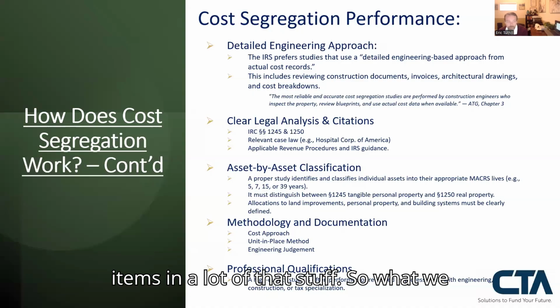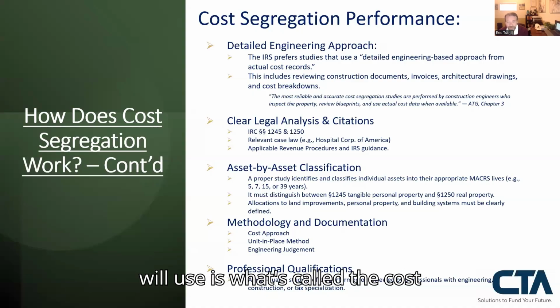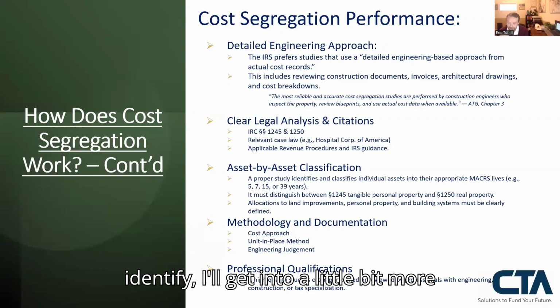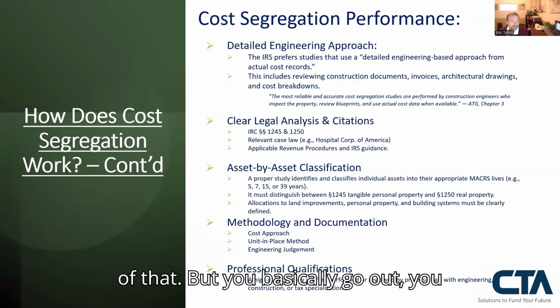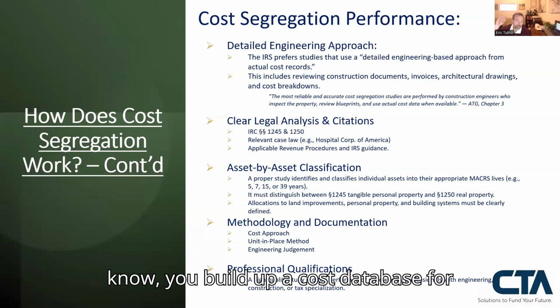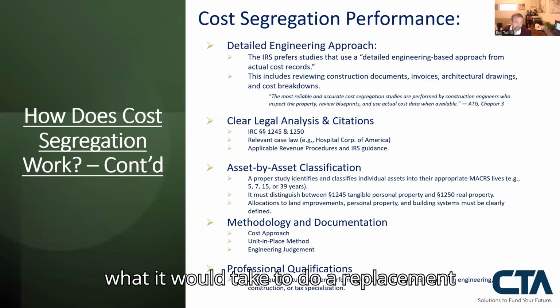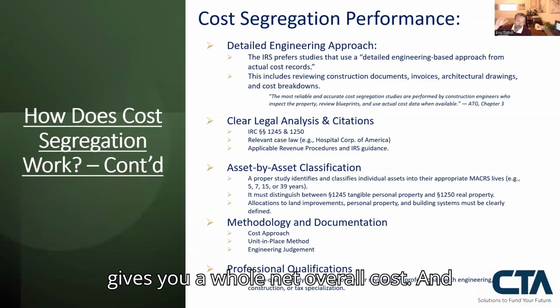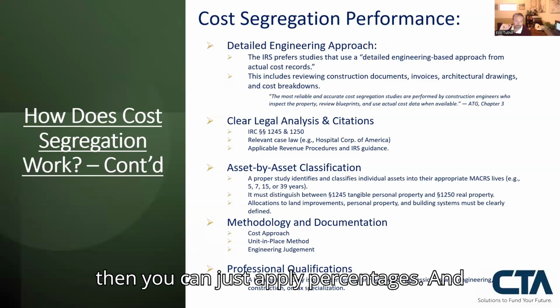So what we generally use, and what most practitioners will use, is what's called the cost approach. That's where an engineer will go out and identify, and I'll get into a little bit more of that, but you basically go out, identify all the property on site, and build up a cost database for what it would take to do a replacement cost for any of these items. That gives you a whole net overall cost, and then you can just apply percentages.